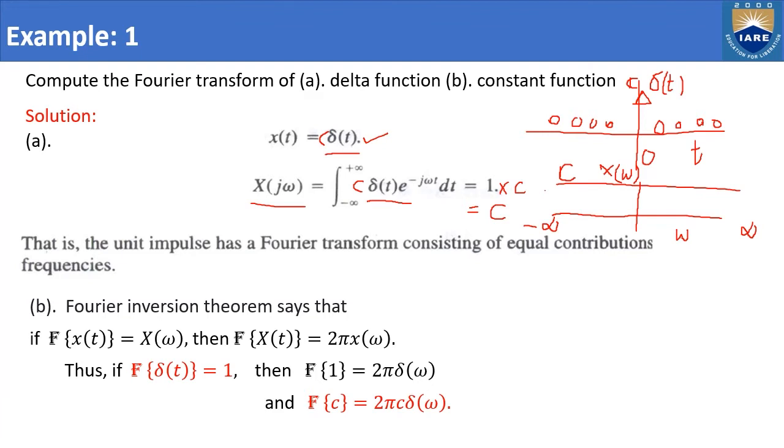Now let us find the Fourier transform of the constant function, that is 1. Now according to the Fourier inversion theorem, what I am doing is replacing x with delta t. So if I take the left hand side of the theorem, that is the Fourier transform of delta of t equal to 1, this I know already.